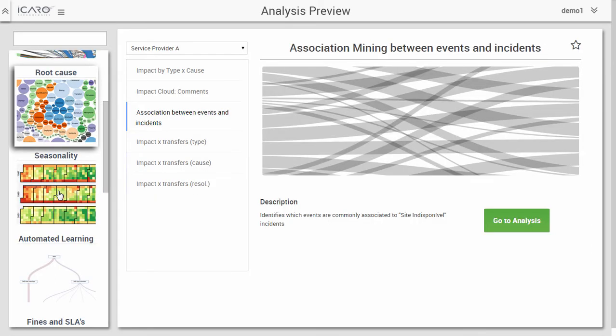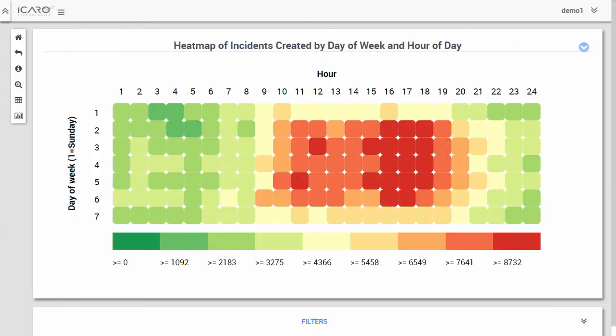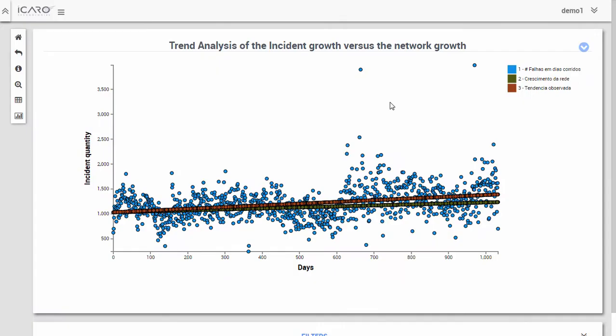Another type of analysis we have here is the seasonality analysis. For example, we have the hour of day and day of week in which we have more faults in our infrastructure, so we can understand a little bit about the seasonality of our incidents or faults. We have trends. For example, in this chart here, we calculated the trend of growth in the number of faults in the infrastructure, and that was growing much more than the network growth. So if the customer continued at that rate, in a few years, he would have a lot of problems because the number of faults was increasing a lot, even more than the infrastructure growth.